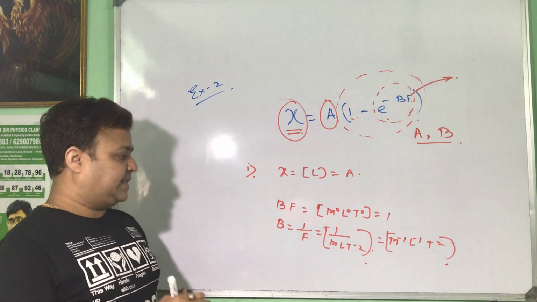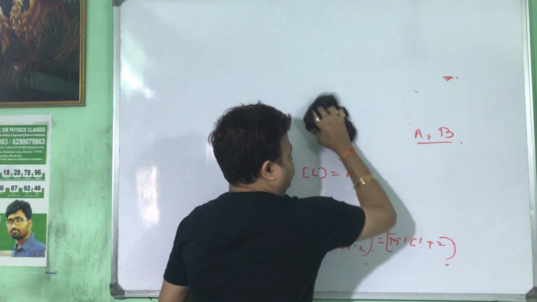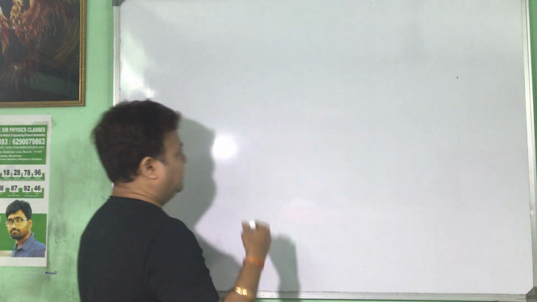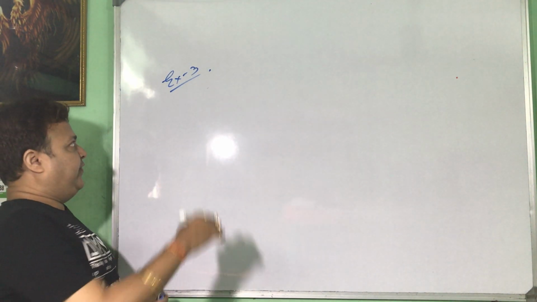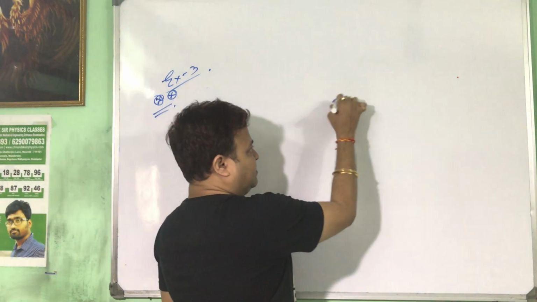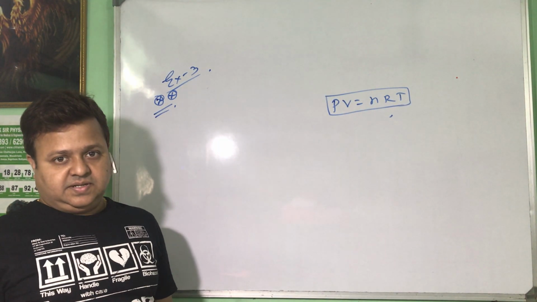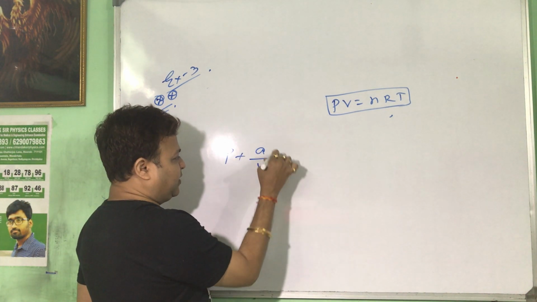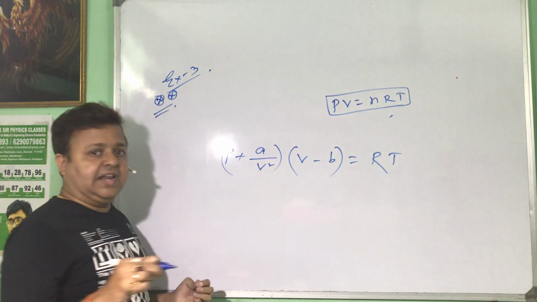Okay. Next, example 3. Very important. We know the ideal gas equation, PV equals nRT, but this is not the correct equation. You will study this in chemistry. The correct equation is this one, P plus A by V square, times V minus B, equals RT. This is known as the van der Waals equation.